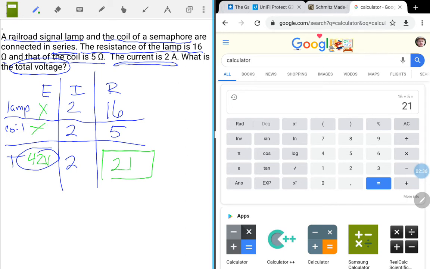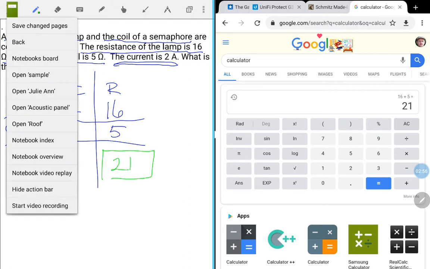We don't have to worry about those because we don't need them. Now, you could have also said 2 times 16 is 32. 2 times 5 is 10. And you'd have had 32 and 10 and added them up and got 42. You can do it either way you want. I usually try to do it with the fewest number of steps. Okay, let's look at another example.